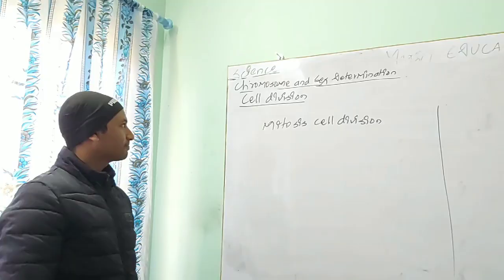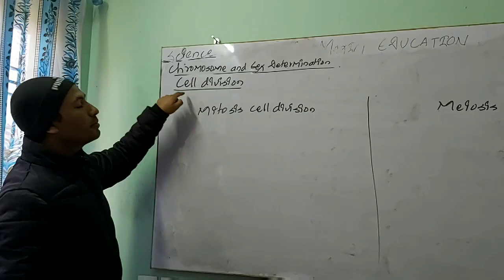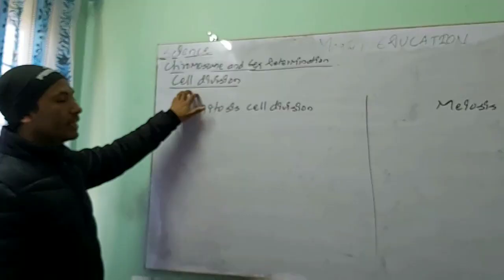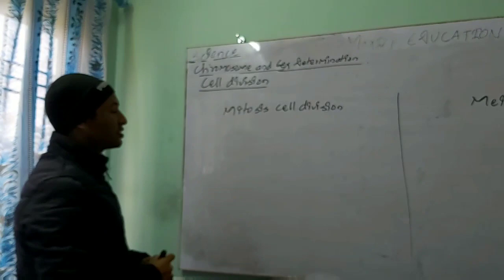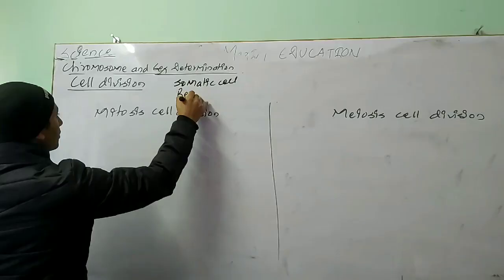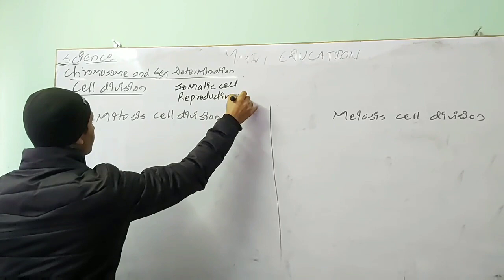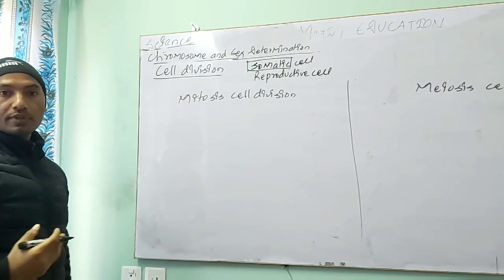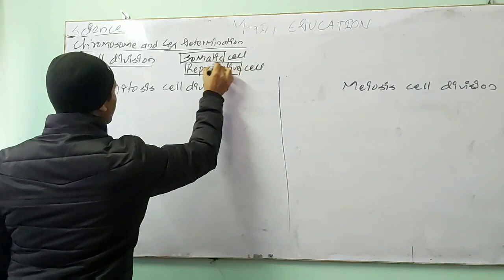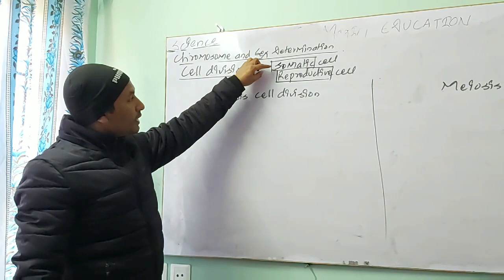Now let's talk about cell division. The division of a matured cell is known as cell division. We all know that there are two types of cells: somatic cell and reproductive cell. Somatic cell, those cell that requires growth. Reproductive cell, those cells which produce gamete, they are called reproductive cell. According to the cell, the division of the cell occurs. In the board, I have already written mitosis cell division and meiosis cell division.